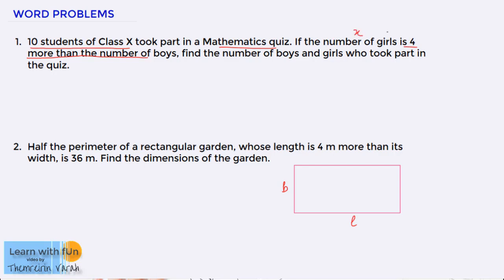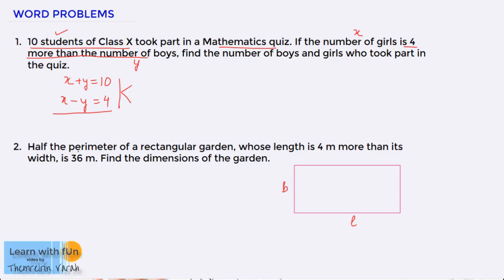Let the number of girls be x and the number of boys be y. The total participants, x plus y, is 10. The second condition is that the number of girls is 4 more than the number of boys, so girls minus boys is 4. Now this is a pair of linear equations in two variables, and you solve for x and y. You solve it and try it yourself.